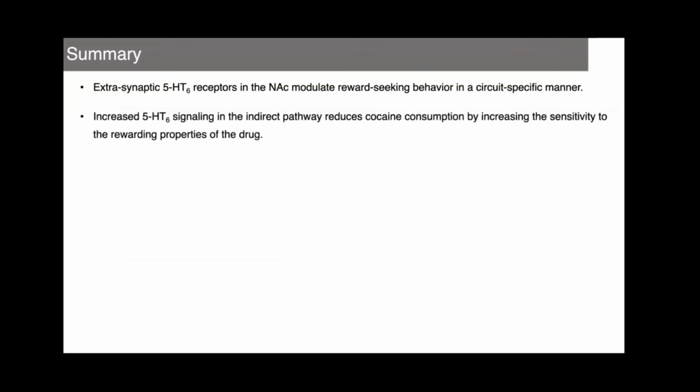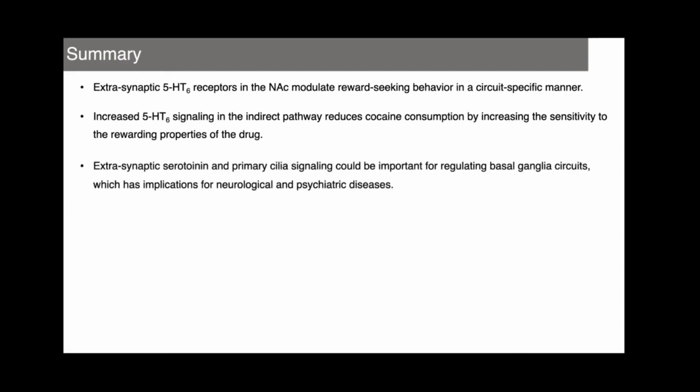So overall, what this data shows is that extrasynaptic 5-HT6 receptors in the nucleus accumbens can modulate reward-seeking behavior in a circuit-specific manner. And specifically, increased 5-HT6 signaling in the indirect pathway reduced cocaine consumption by actually increasing the sensitivity to the rewarding properties of this drug. And this has a lot of implications. Extrasynaptic serotonin and primary cilia signaling in general can actually be very important for regulating basal ganglia circuits, and in particular, regulating sensitivity to reward within the nucleus accumbens, which has implications for neurological and psychiatric diseases.